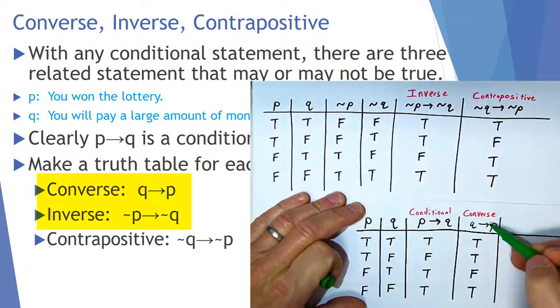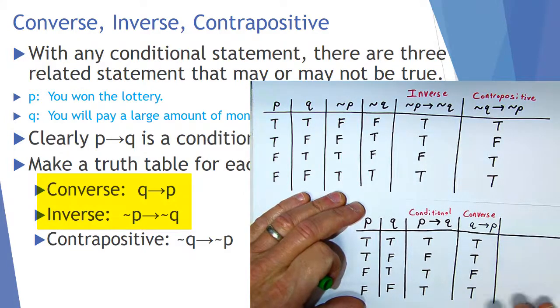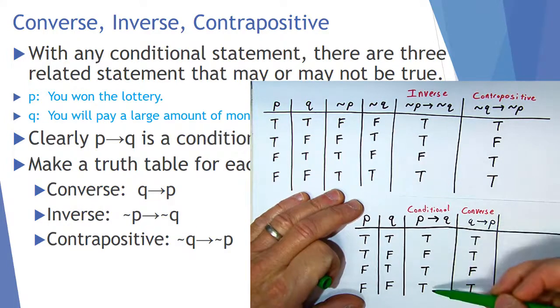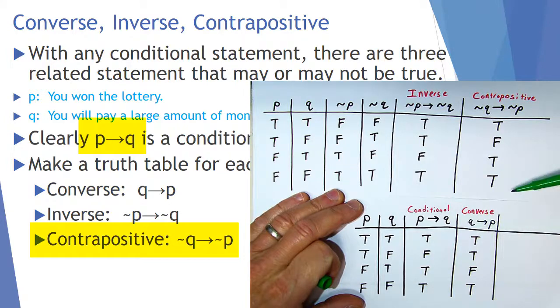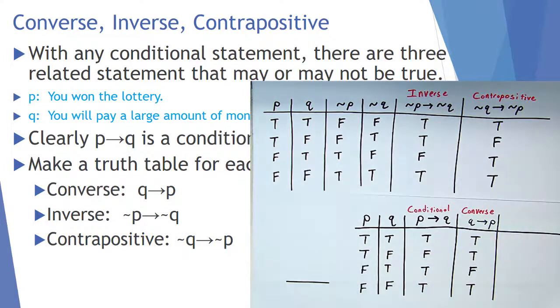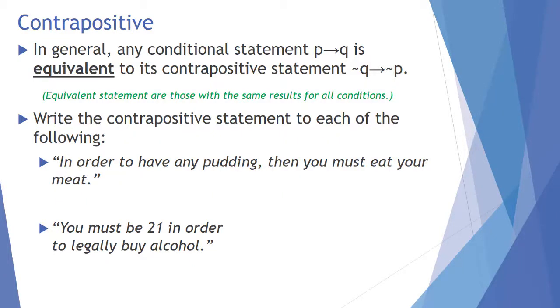The inverse and converse statements were equivalent, and that's fine. But the one I really want you to notice here is that the conditional statement and the contrapositive statement are equivalent. That's what we're going to focus on next. We can generalize that and say that any conditional statement P implies Q is equivalent to its contrapositive statement not Q implies not P. That is to say, we're always going to get the same results regardless of what the statements Q and P are.